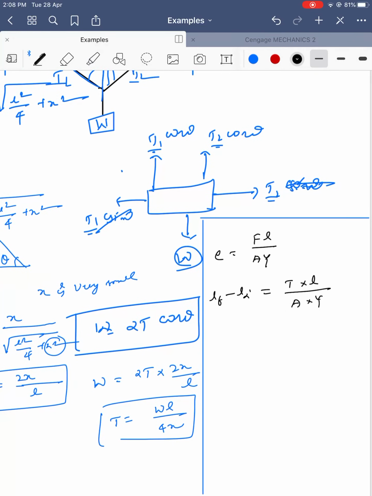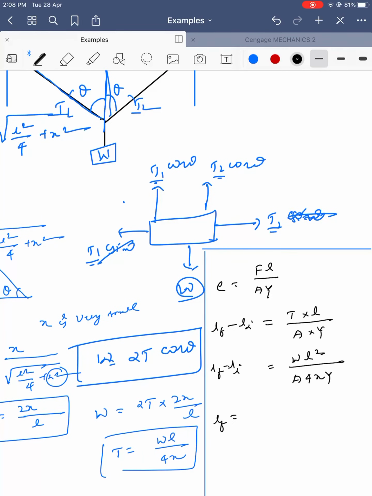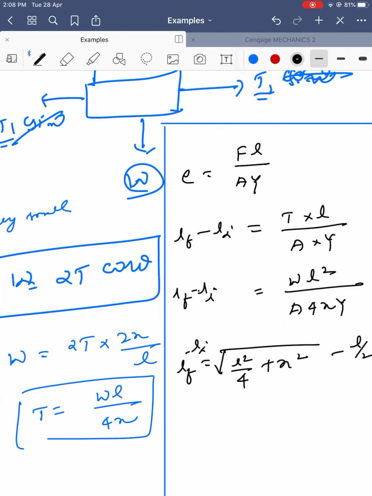Okay, the tension we got already: W into L square by A 4x Y. So LF minus LI is what we have to find. LF, the final length, we already calculated, is equal to square root of L square by 4 plus x square. And LI, the initial length, is equal to L by 2. I am doing this for only one section, half of the section.